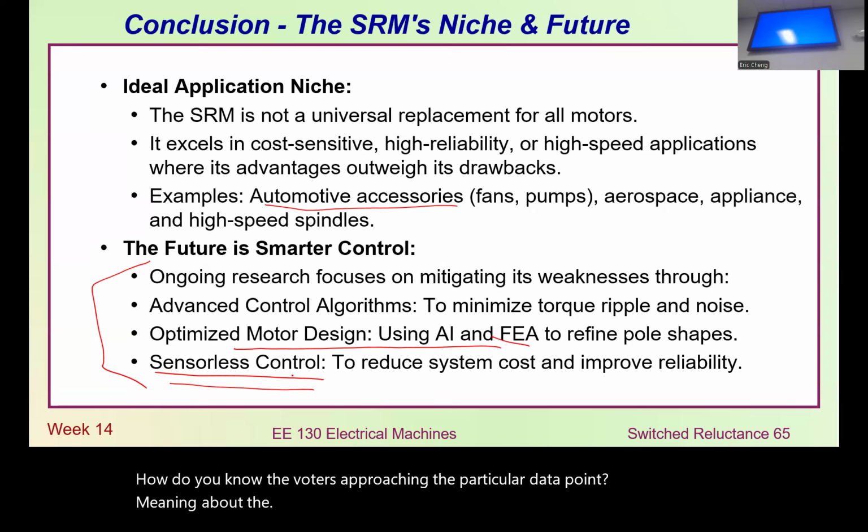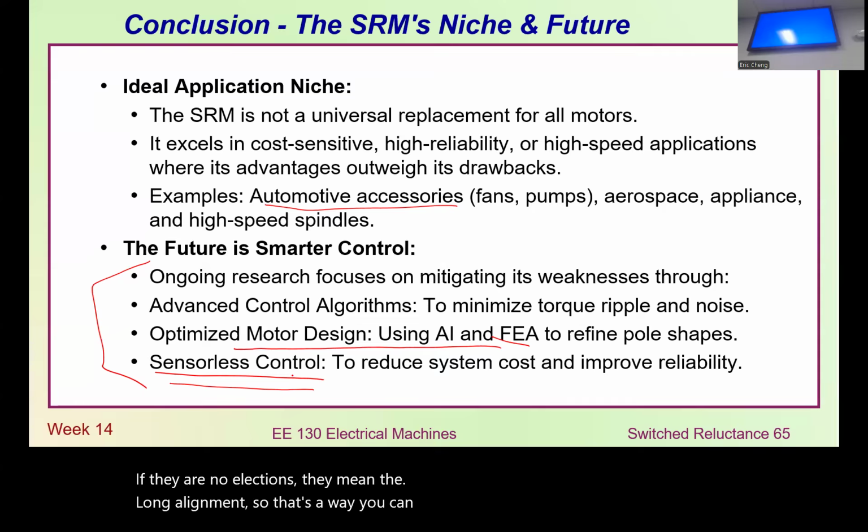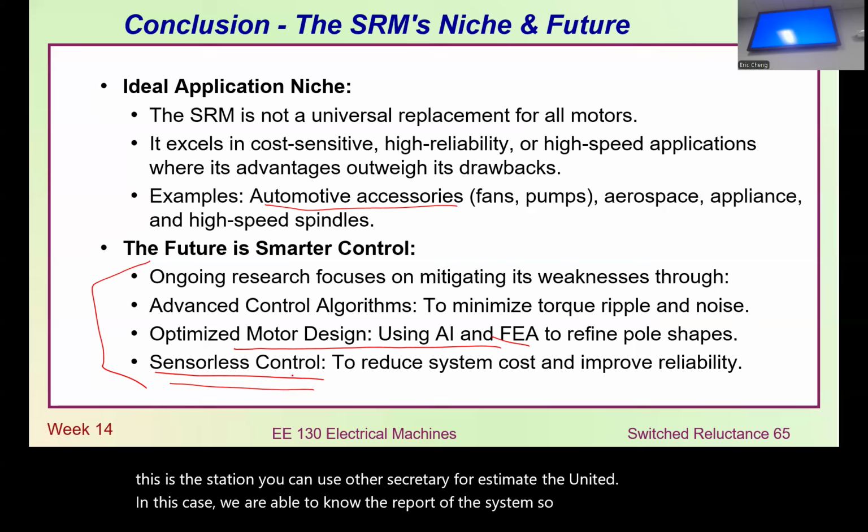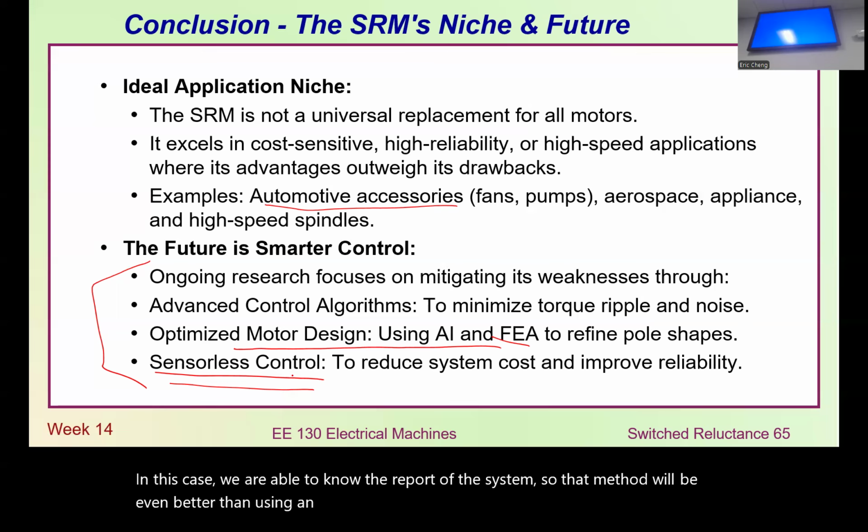inductance. In some way, we can measure the inductance of the stator. If the inductance is high, that means they are aligned. If the inductance is low, that means they are not aligned. That's the way you can estimate the position of the rotor. Because for each stator, you can use other circuitry to estimate the inductance. In this case, we are able to know the rotor position. So that method will be even better than using an optical sensor, and the optical sensor may be broken by dirt or something.